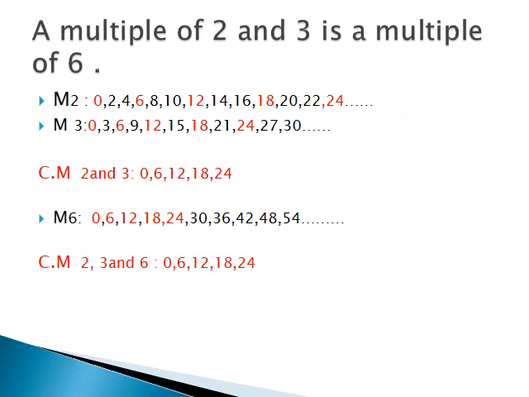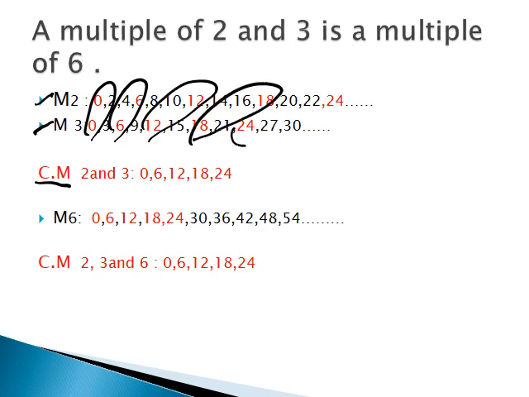A multiple of 2 and 3 is a multiple of 6. Here we have multiples of 2. List multiples of 3. Get the common multiples of both 2 and 3. 0, 6, 12, 18, 24. So here we have the common multiples of both 2 and 3.